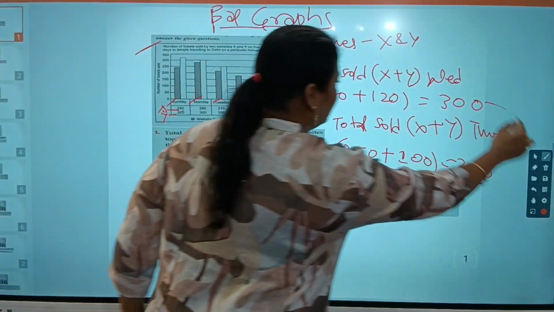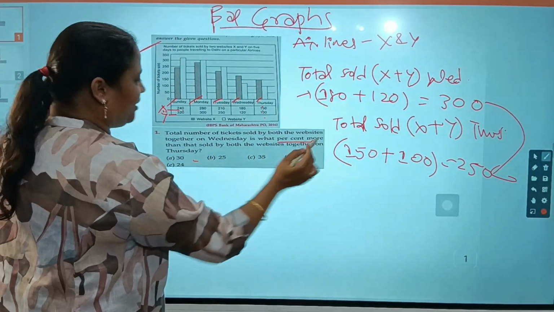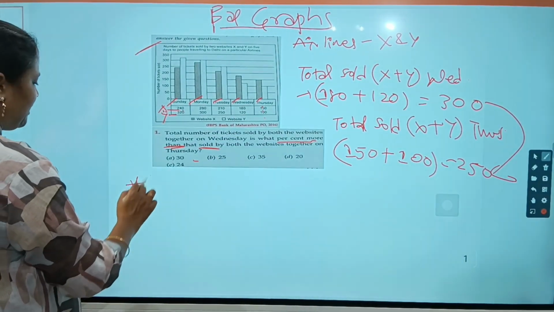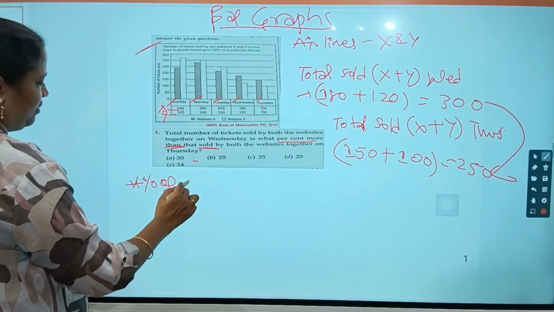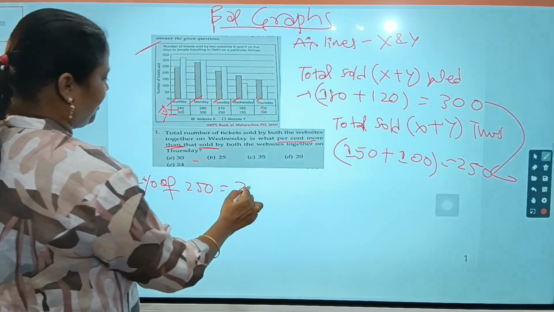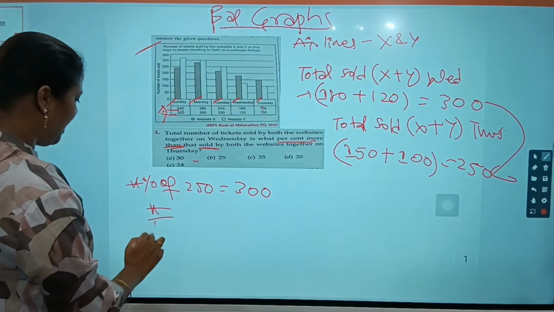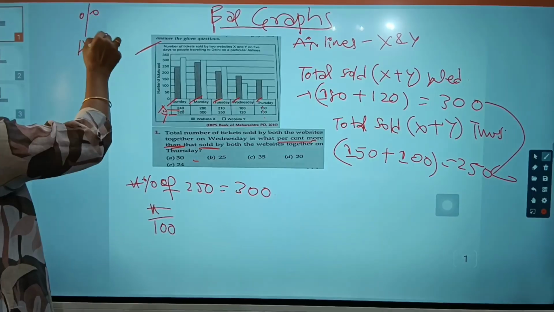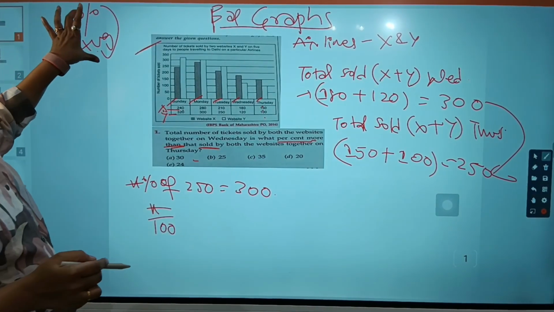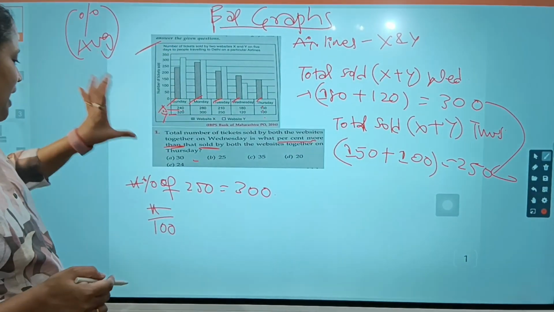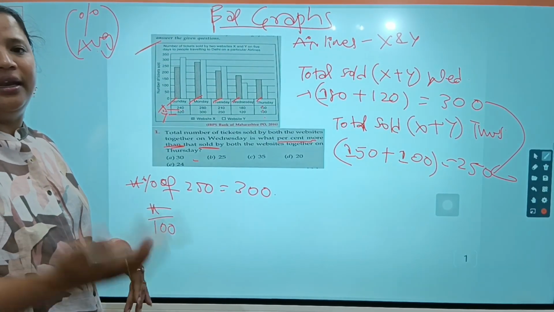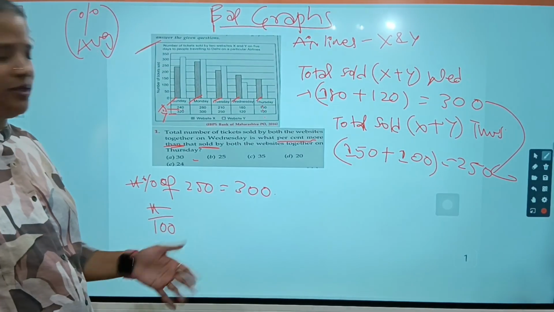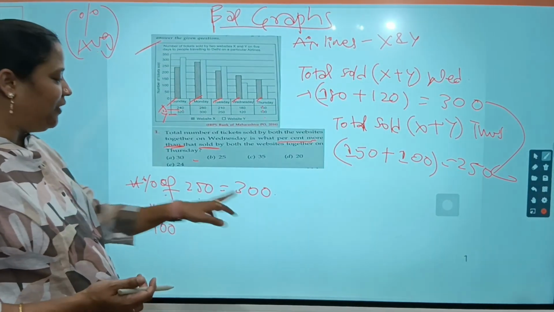Now we have to make a percentage. What percent more than sold? So X percent of 250 is equal to 300, X by 100. Everything you need is percentage and average. If you know percentage and average properly, then you are able to solve these questions easily. Let us start with easy questions only first. Then, while going deeper, we will discuss hard questions in next series. So X percent of 250 equals 300.